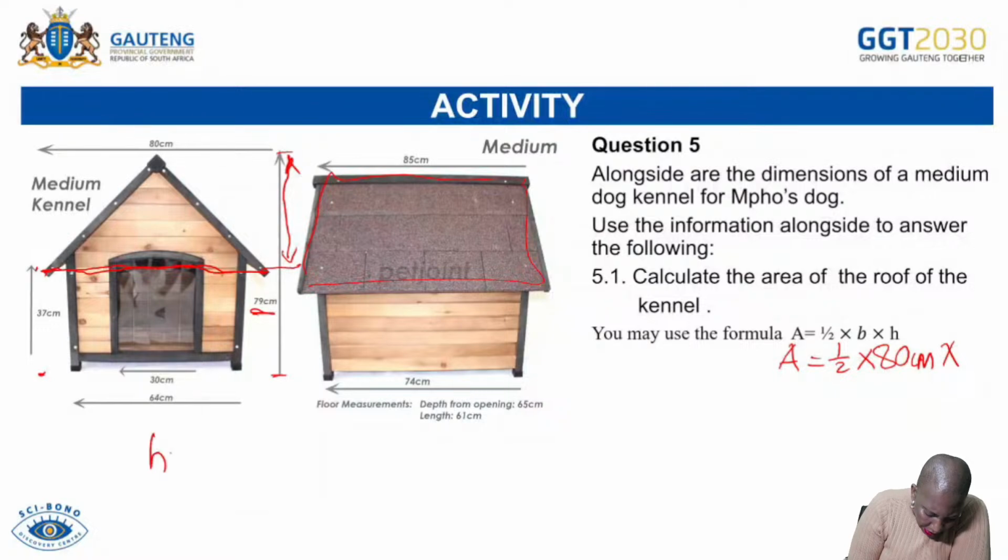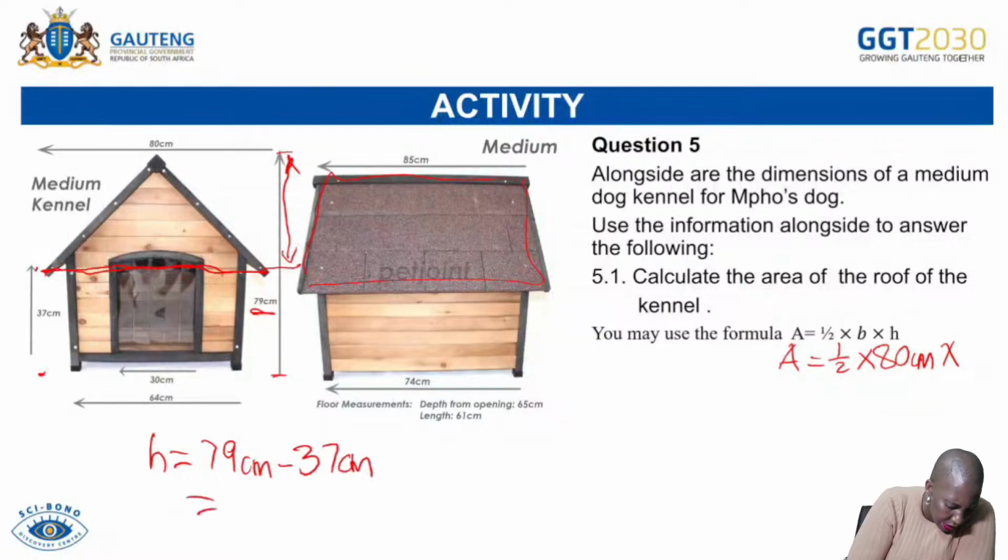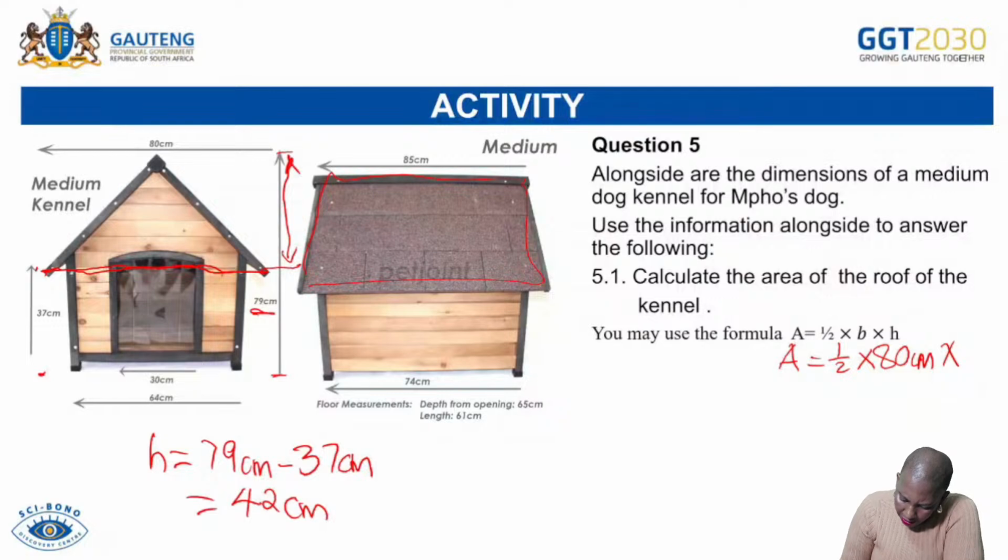So meaning the height here, the difference from here up until there, I just have to say H is equal to 79 centimeters minus 37 centimeters. Let's quickly do it. We say 79 minus 37. It will give us 42 centimeters. And then that means here the height will be 42 centimeters.